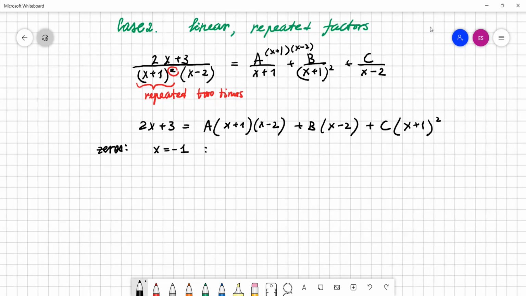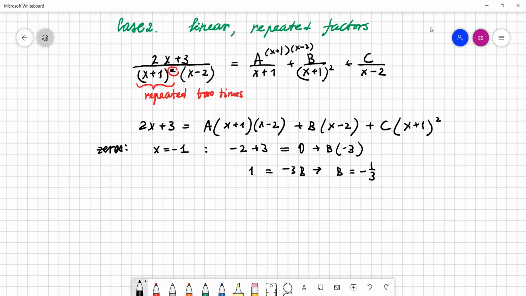Minus 1 here, for example, is going to give me minus 2, right? Minus 2 times minus 1, minus 2 plus 3. That's just going to be a number. Minus 1 over here is going to give me 0. Minus 1 over here is going to give me b times minus 3, right? Minus 1, minus 2. And minus 1 over here is going to give me 0 again. Well, guys, what is here? We have 3 minus 2, which is 1, right? And on this side, we have minus 3b, from where we can easily calculate that b is negative 1 over 3.